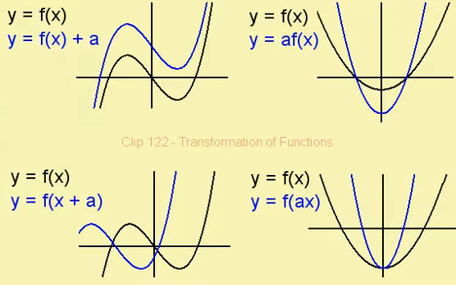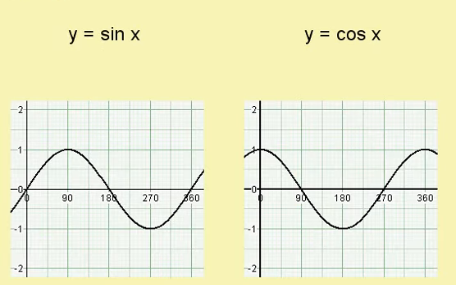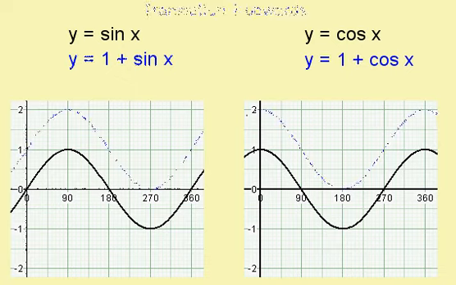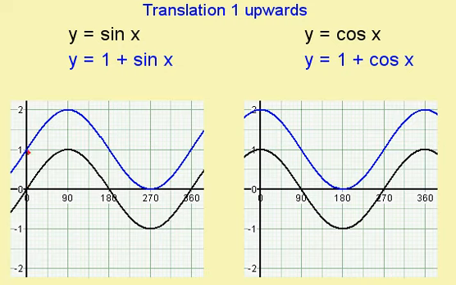This clip follows on from transformations of functions, but in this clip we're going to be applying these transformations to the graphs of y equals sin x and y equals cos x. What do you think will happen if we sketch y equals 1 plus sin x and y equals 1 plus cos x? We have a translation of 1 upwards. If this number was 2, we would have a translation of 2 upwards. If this number was -1, we would have a translation of 1 downwards. A similar thing happens for the graph of cos x.